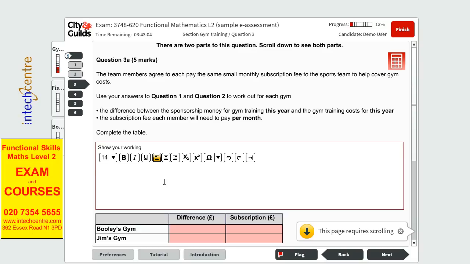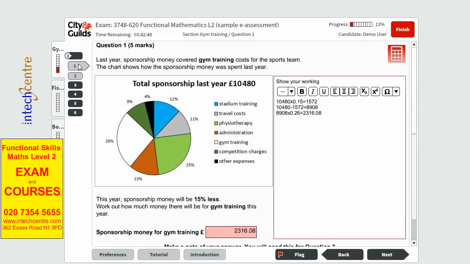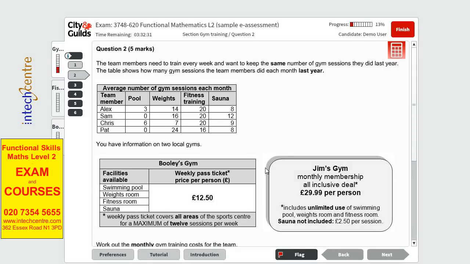So the difference between the sponsorship money, so we have to find out how much money is left over, if it's going to cover the cost entirely. Let's see what we are going to get. So our sponsorship money for the year was 2,316.08. So these are our sponsorship money. And let's go back to question 3.